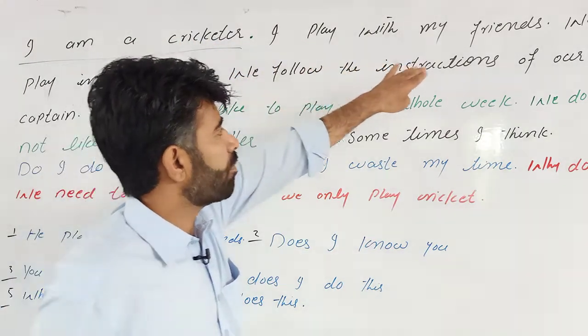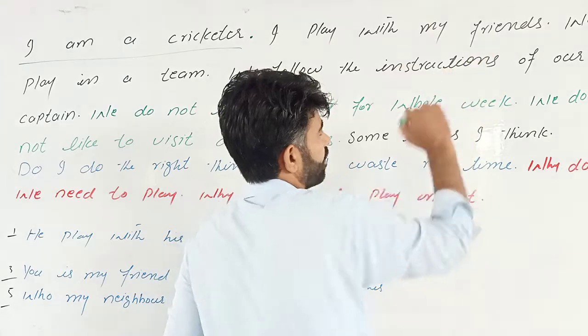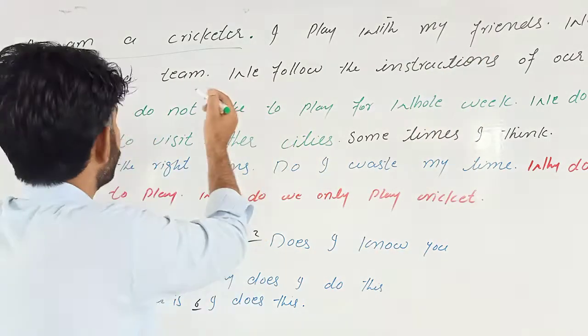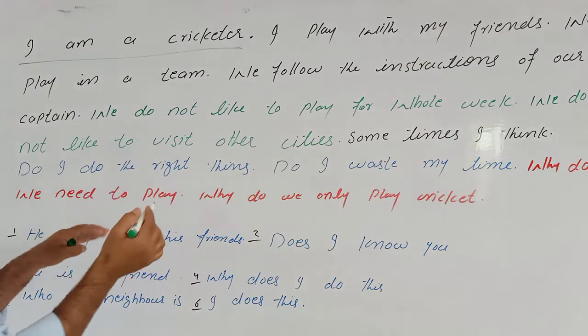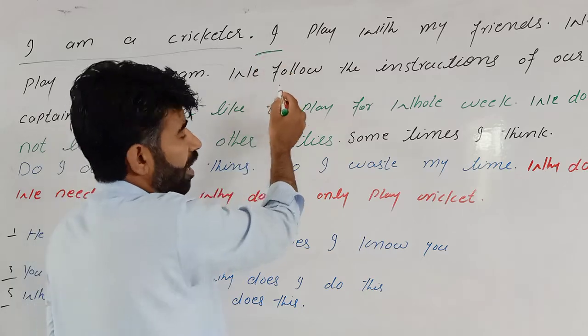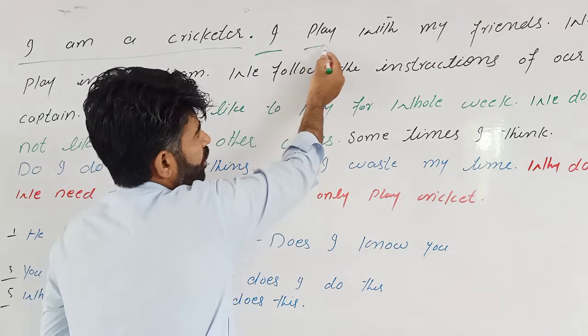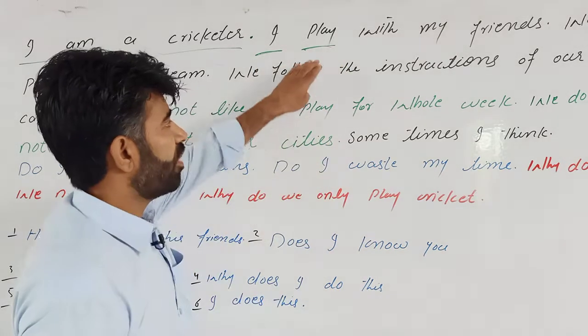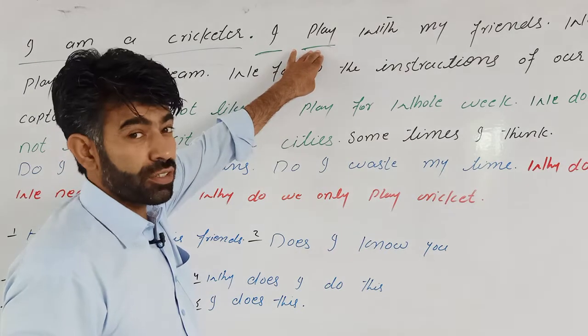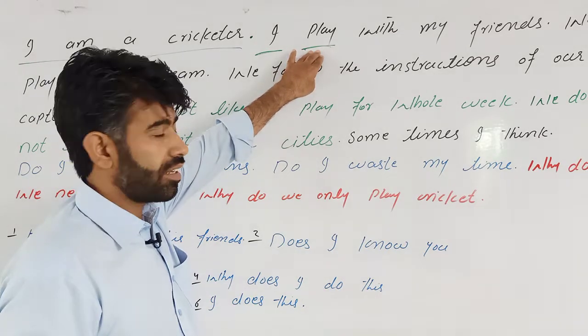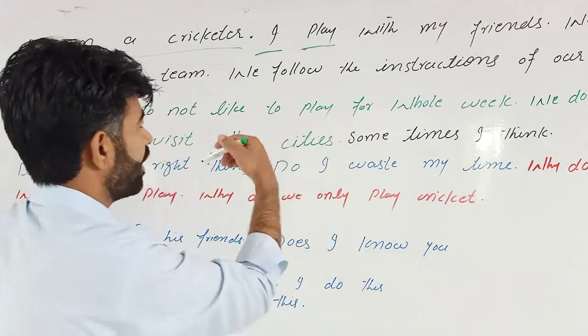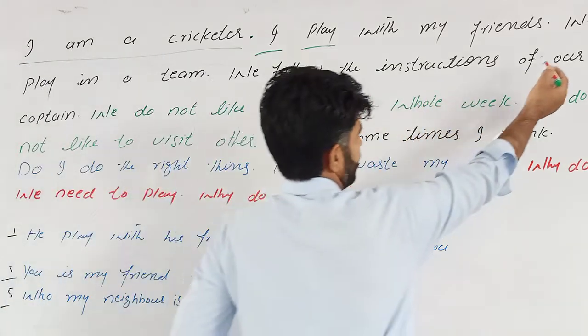I play with my friends. This is also a positive sentence, and the most important thing that you have to focus on is that this is pronoun I, and we have used the first form of the verb, play. We did not use S, ES or IES. And then let's move towards the third sentence.